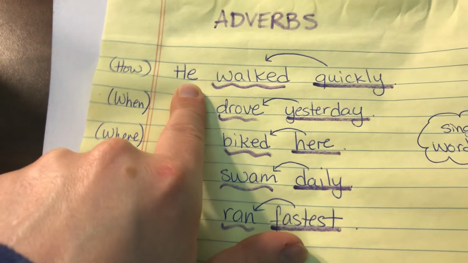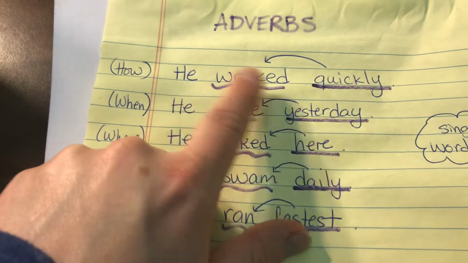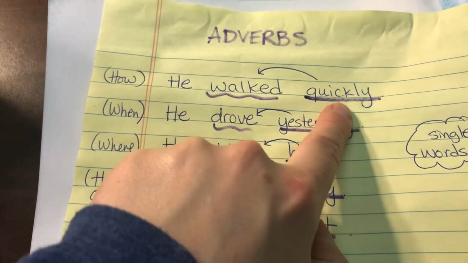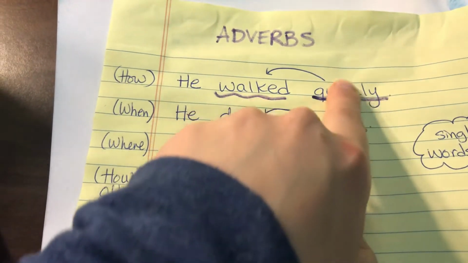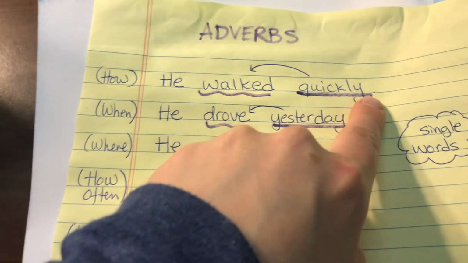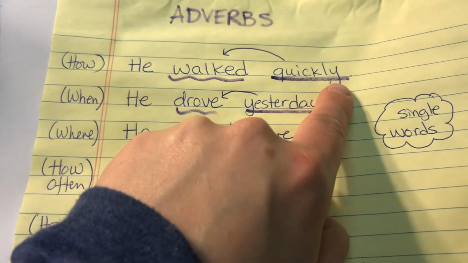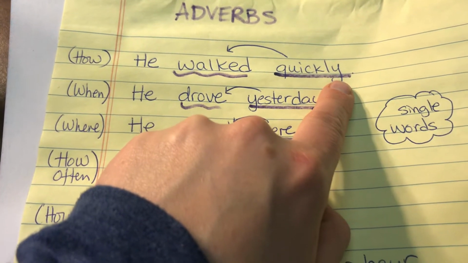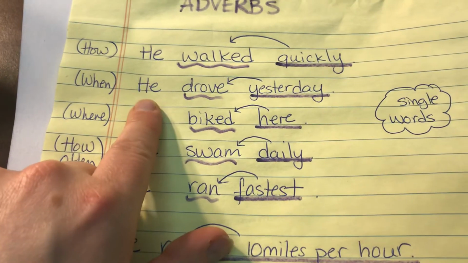My subject, he, pronoun. What did he do? He walked. That's my verb. How did he walk? He walked quickly. And we see quickly here has an ly. Many adverbs in English have ly. Quickly, slowly, quietly, thoughtfully.